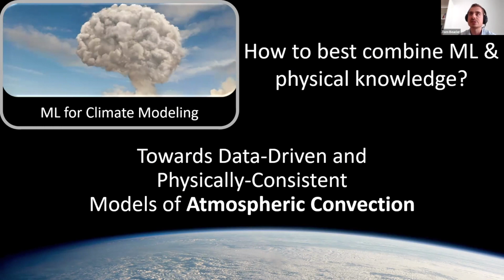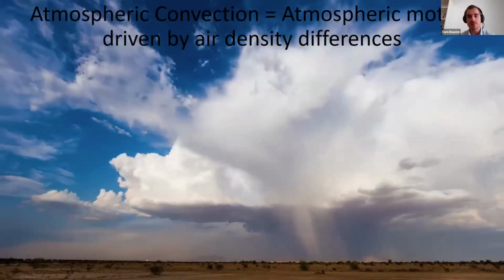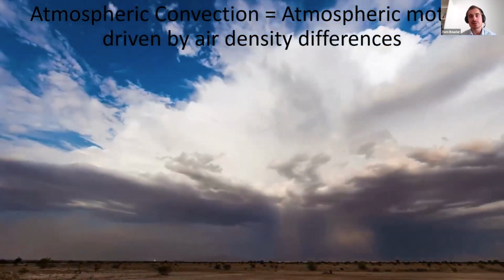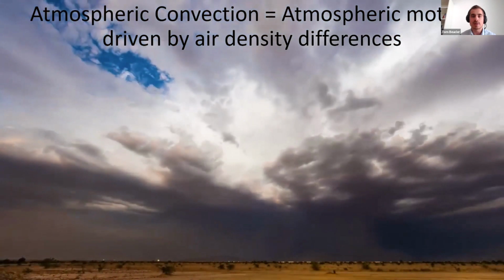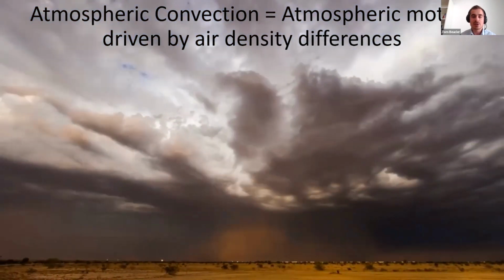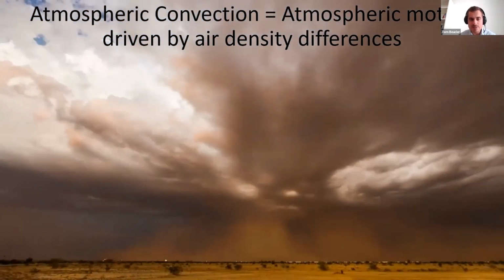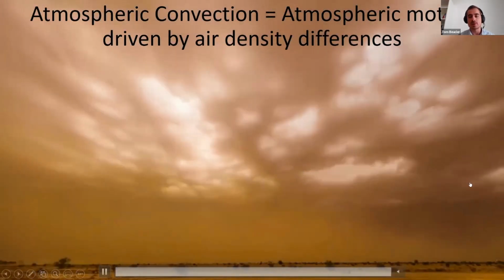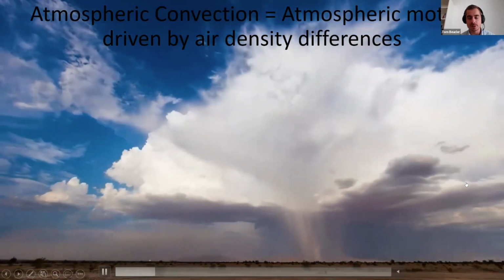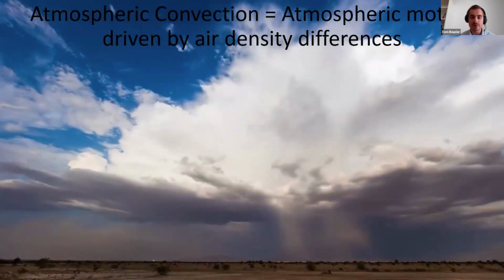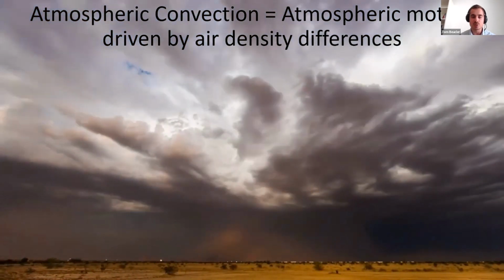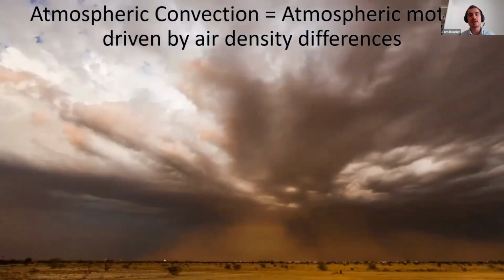geoscientific settings. So to briefly motivate my particular setting, atmospheric convection can broadly be defined as any atmospheric motion driven by air density differences. Atmospheric convection often leads to storms, and here I'm showing you a very intense storm in the North American monsoon. And I think what's very visible in this movie is that this storm is really effective at transporting dust vertically.